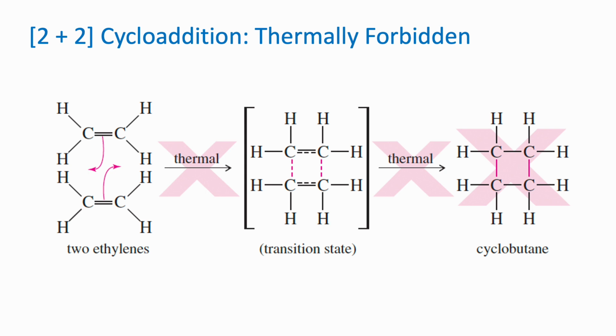The 4+2 is thermally allowed. The 2+2 cycloaddition is thermally forbidden. So we cannot put two ethylenes together and heat them up and expect them to do a cyclization reaction that's similar to the Diels-Alder. That does not work.